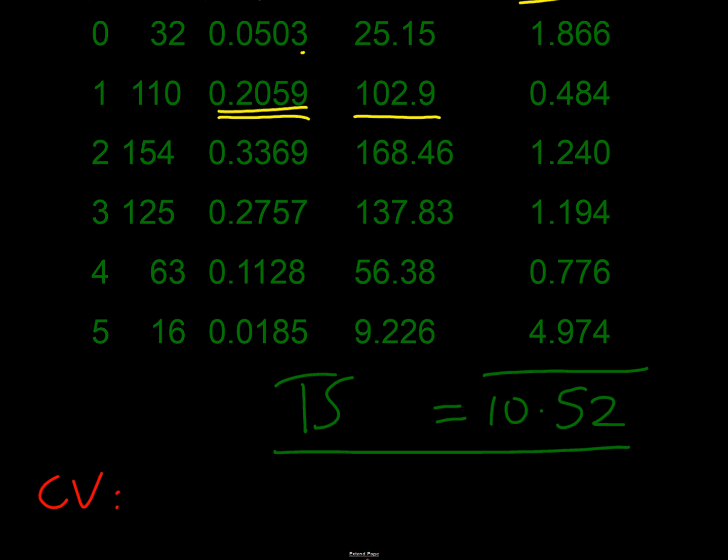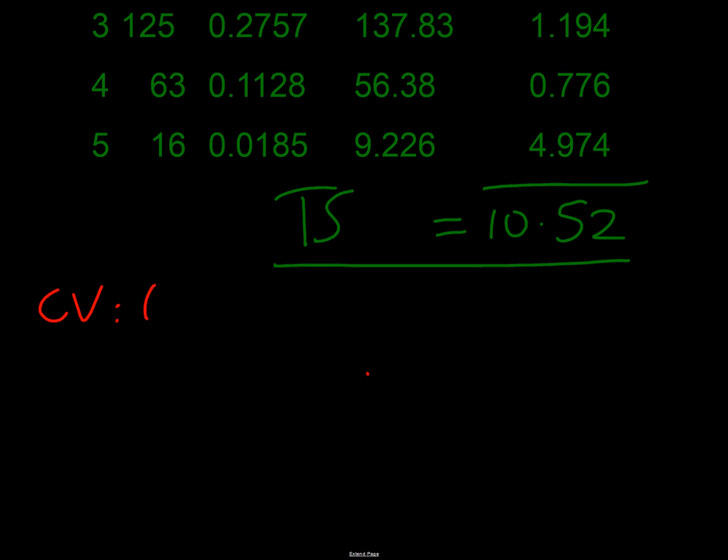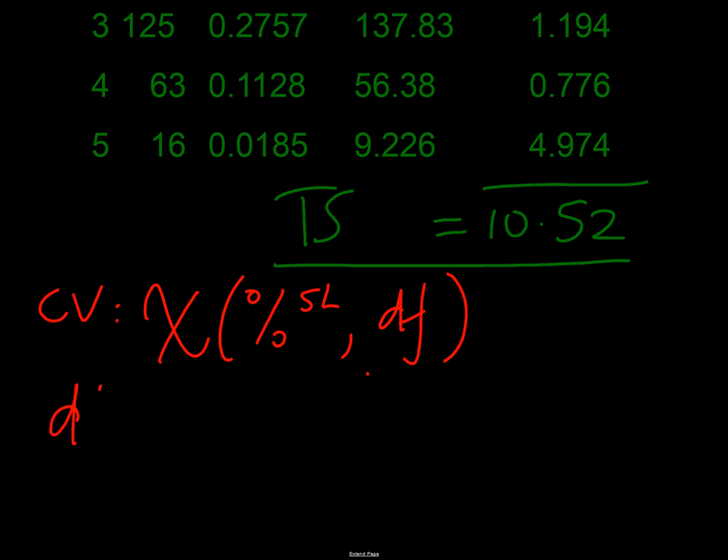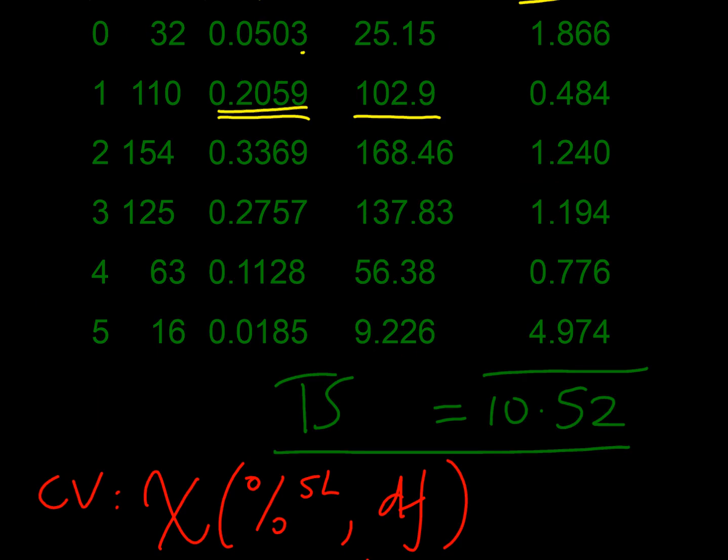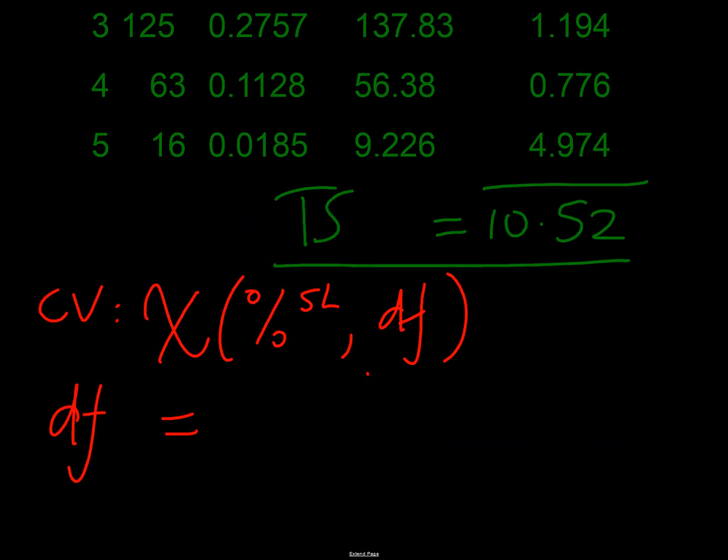Okay, and I'm getting that again from my chi-squared distribution. I need my percentage of my significance level, and I need my degrees of freedom. So let's have a look. Degrees of freedom. Well, how many classes did I have? I had between 0 and 5 girls there, so I've got 6 classes.